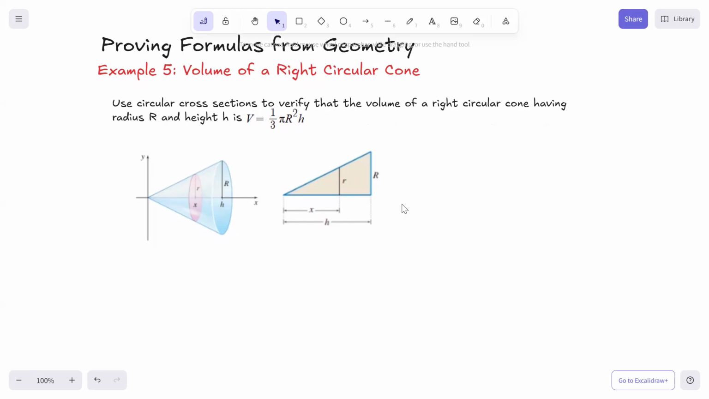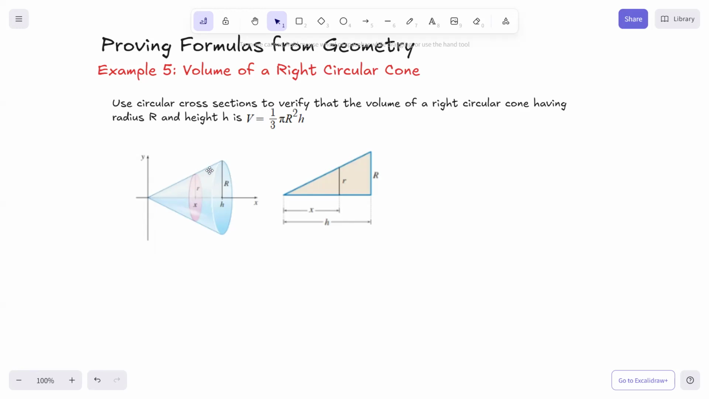So the first thing we do is simplify the mathematics of this by positioning the cone with its vertex at the origin and its axis on the x-axis, as you can see here. The cone extends from x equals 0 to x equals h. In a cross section of that cone right here, taken at some arbitrary x value inside the cone, the slice there is a circle of radius r.